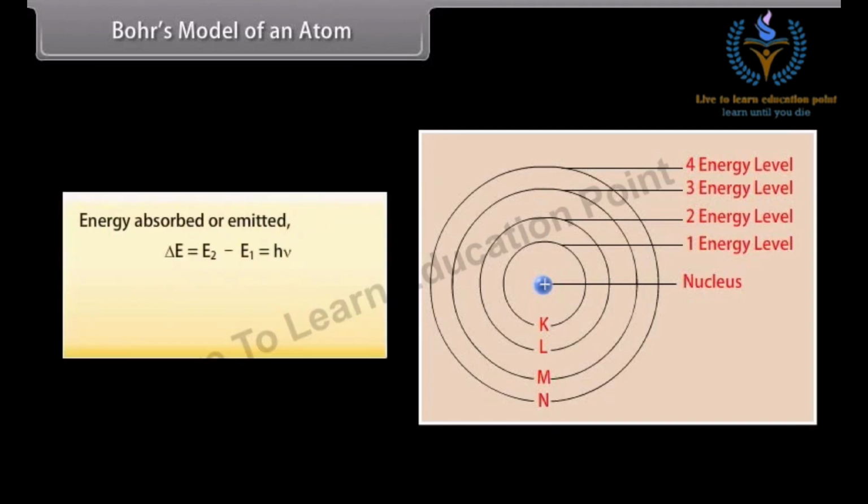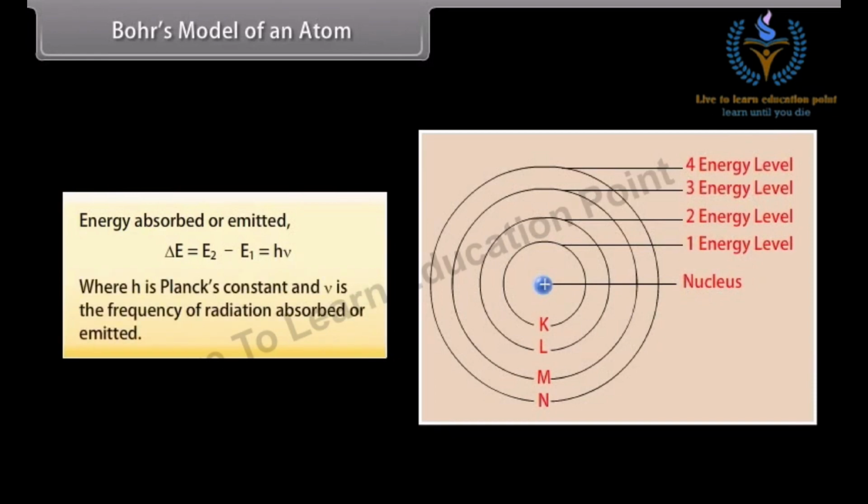Energy absorbed or emitted, ΔE = E2 − E1 = hν, where h is Planck's constant and ν is the frequency of radiation absorbed or emitted.